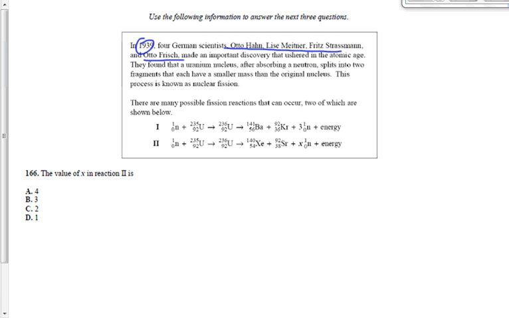Here's a couple possible fission reactions that can occur. There's more, but here's 2 that can occur. The first one, this is the one that we used as an example in class. Although notice, they have it listed as a 2-stepper problem. A uranium nucleus plus a neutron goes to uranium-236, and then that in turn goes to barium-141 and krypton-92.